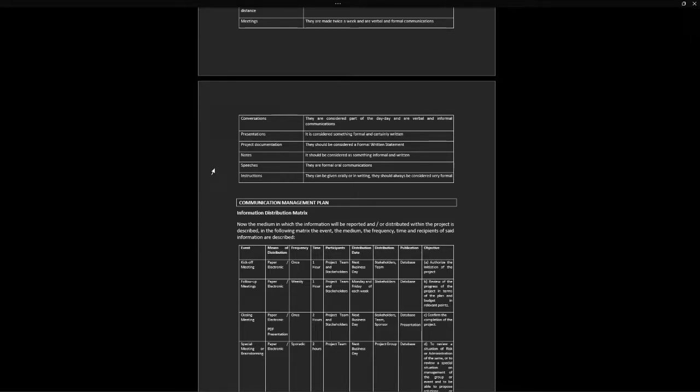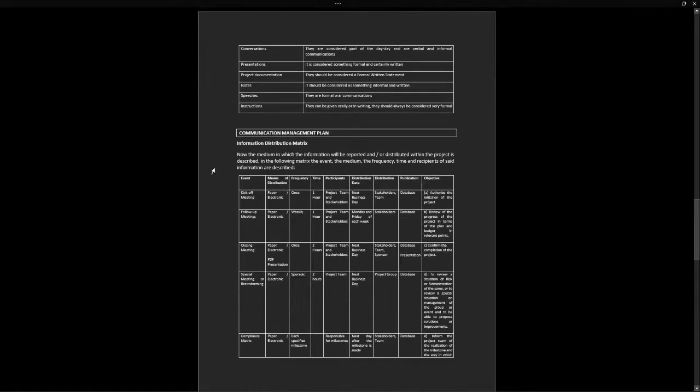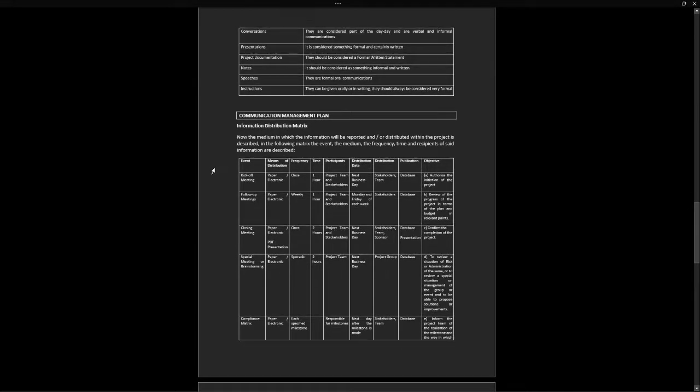We also have the notes. They should be considered something informal and written. The speeches are formal communication. And the last one, instructions, can be given orally or in writing. They should always be considered very formal. Now we're going to talk about the communication management plan, but this time the information distribution matrix.